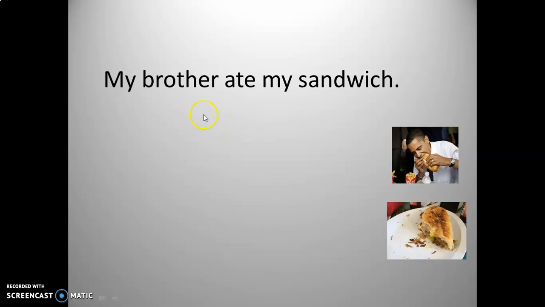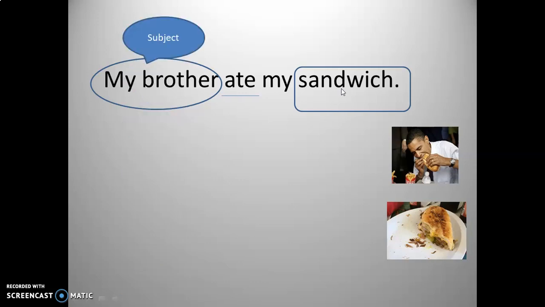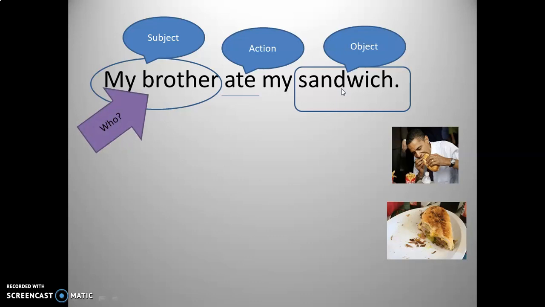Let's read these sentences. My brother ate my sandwich. Who ate my sandwich? My brother. So my brother is the subject. Did what? Ate. So ate is the verb. What did he eat? My sandwich. So my sandwich is the object. How to know the subject? I ask by who. How to know the object? I ask by whom or what.